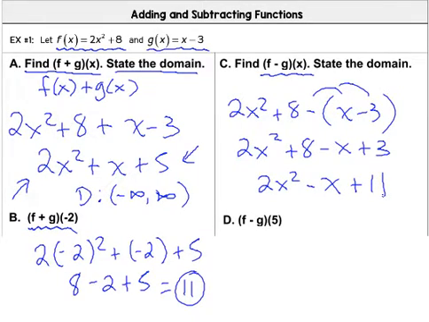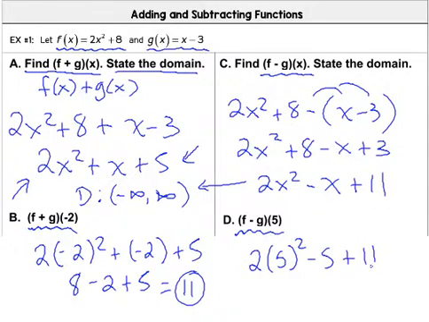My domain will also be all real numbers here. I still ended up with a quadratic, so nothing there has changed. If I want to find some particular input, f minus g of 5, I'll take my new function here, and I'm going to input 5.